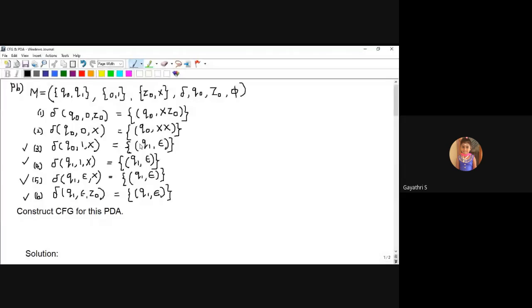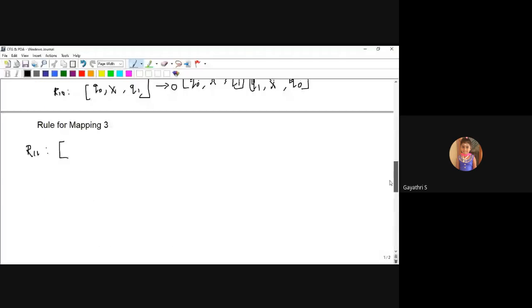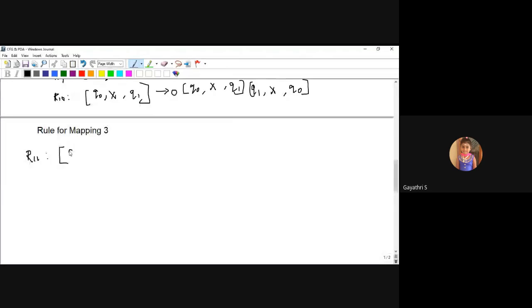And here, what is the top of the stack? Top of the stack, which is X. What is the input alphabet? Input alphabet, which is 1. So I'm writing the rule like Q naught, top of the stack X, first element in the right hand side, which is Q1, and input alphabet 1. This is the only one rule for mapping number 3.